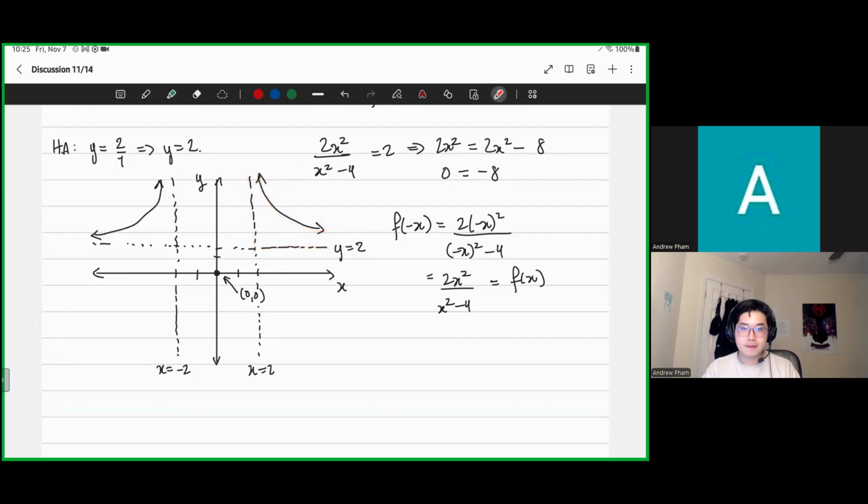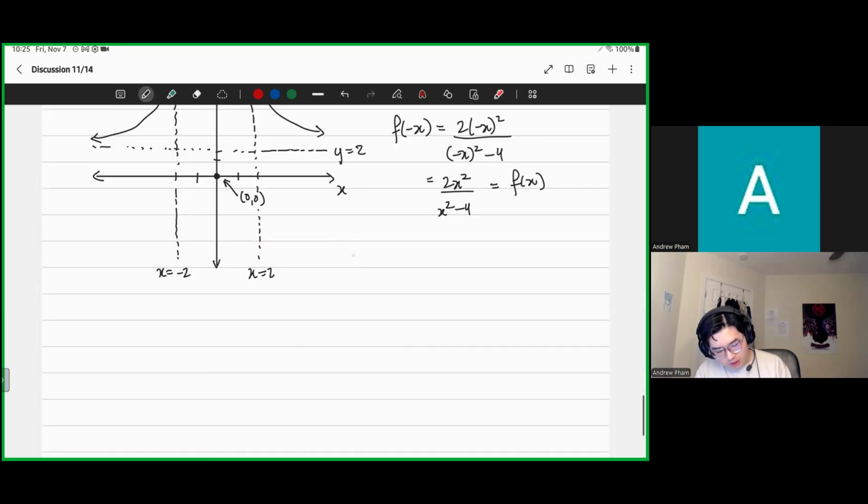So all that's left to do is to figure out what happens in the middle. And how do we do so? Well, you do it by using test points. So I have a point at 0, 0, and I want to see what happens on the left and then the right of my function. So let's test out some points.